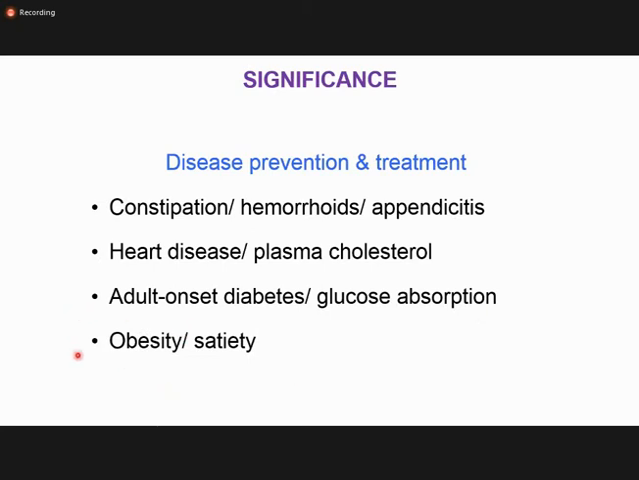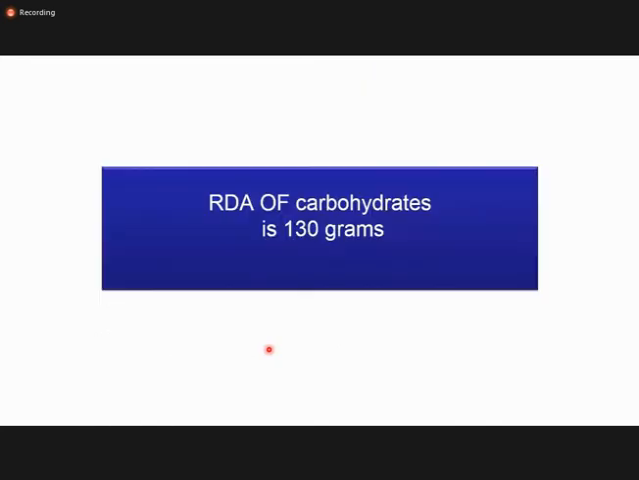Obesity, yes, it can prevent obesity. Not only prevent, but it can also be treated by taking fibers in the diet. It increases the satiety of an individual, and when a diet contains fiber, it gives a sense of fullness. So any diet that contains fibers gives a sense of fullness to the individual.